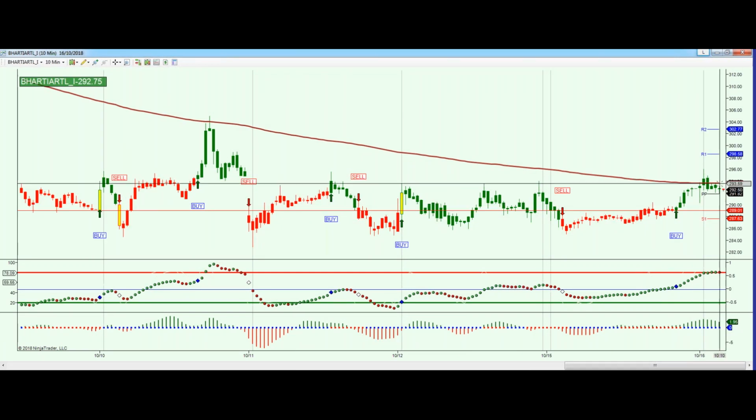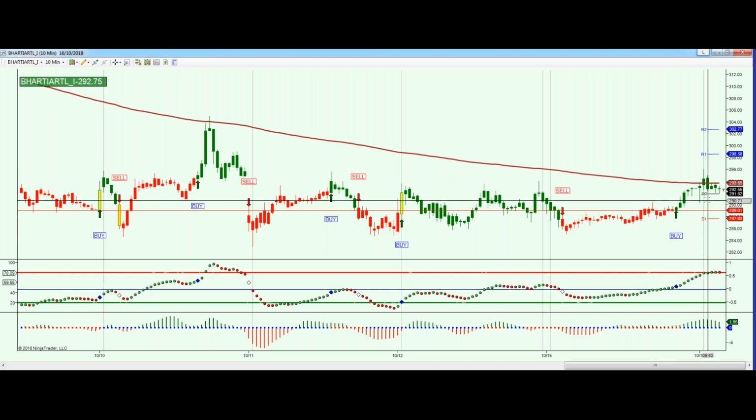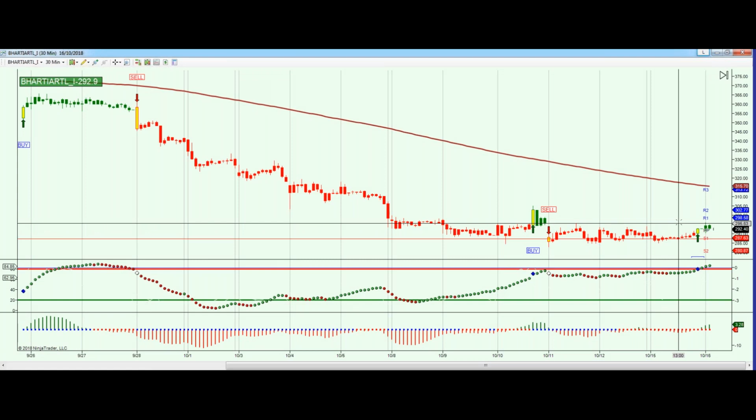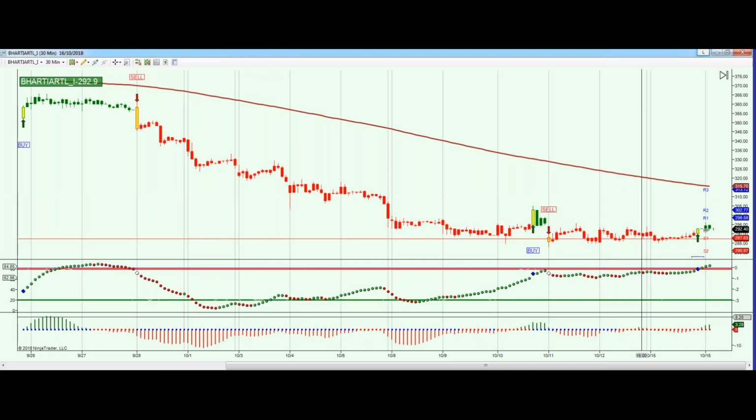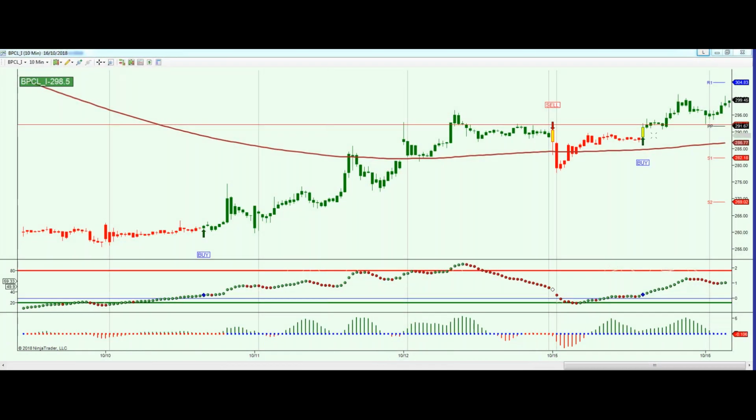There is a strong resistance here, so you can exit the particular trade with a loss of around 2 rupees. Or if you check the long-term chart, you still have a possibility of the trade going up till 298, so you can wait on this. BPCL, I have a buy call at 30160. As soon as it reaches 30160, you can enter into this BPCL trade.